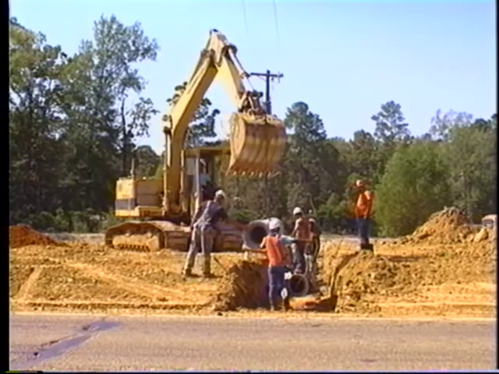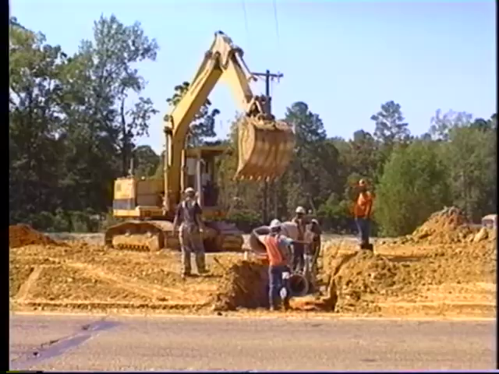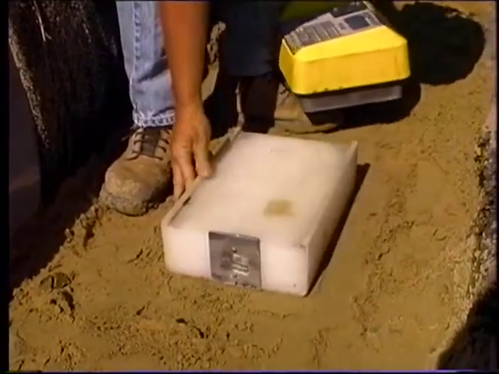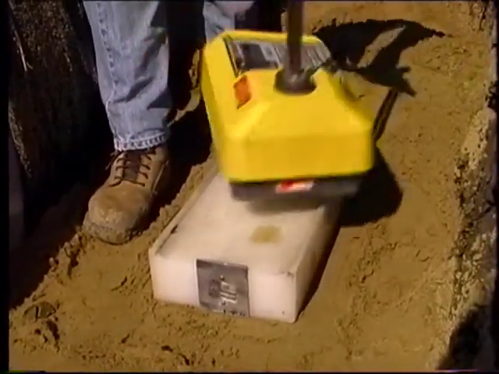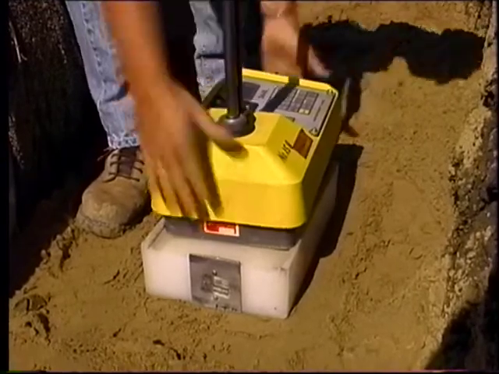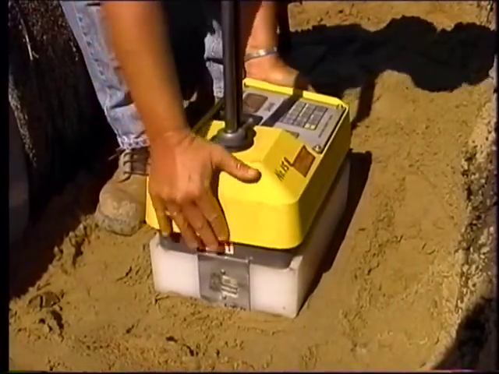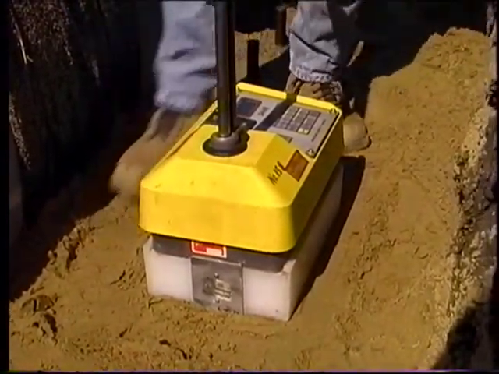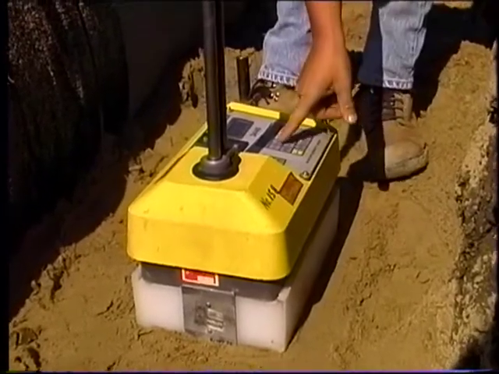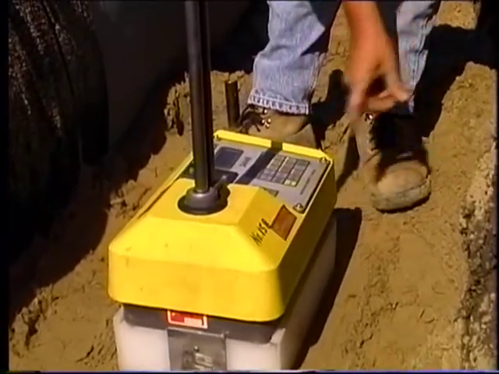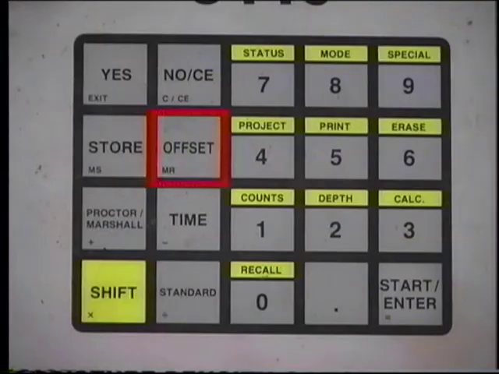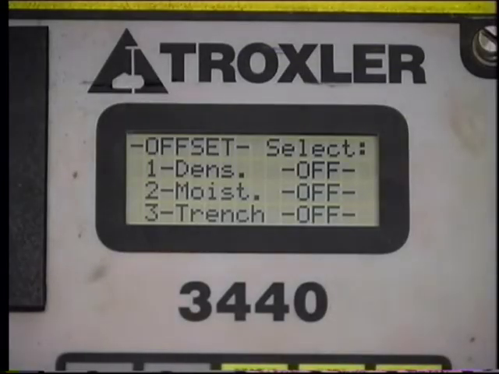In order for the trench offset factor to be determined, a measurement count using the reference block must be taken after the standard count is taken. Arrange the reference standard block in the same way as described earlier, except that the reference standard block will be set at the exact location to be used for the density test. Press the Offset key to obtain the first display. The display will show the offset selections.